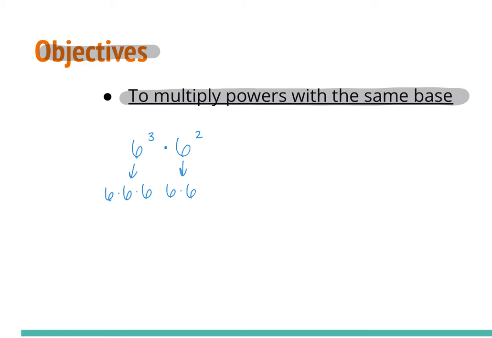6 times 6. How many 6s do we have? 5. So this is simplified as 6 to the 5th. Okay? What did we do with our exponents, Giancarlo? You add them together. The 3 and the 2 just get added together.